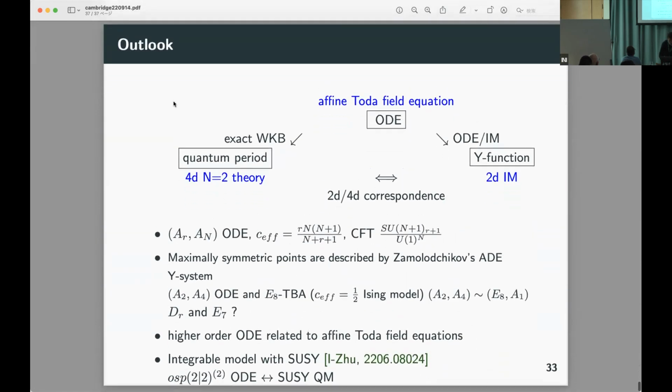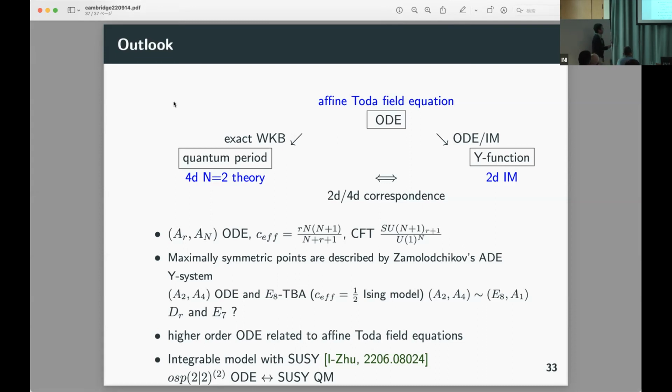So let me finish my talk with this slide. I will not talk about anything about the 4-dimensional quantum period, but the same ODEs are of the same order. So we start from the affine type equation of higher rank, and applying the ODE/IM correspondence, we find the y functions, which are described in 2-dimensional integrable models. And applying some exact WKB period, we have obtained the quantum period, which shows the asymptotic series. So these have a relation. In this sense, this shows some relation between 4D theories and 2D integrable models. Sometimes this appears in the context of a 2D-4D correspondence in the Nekrasov-Shatashvili limit.